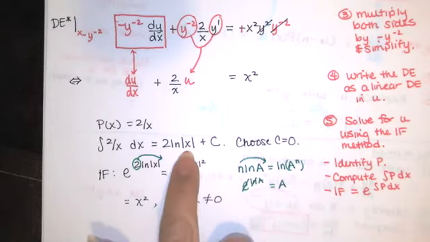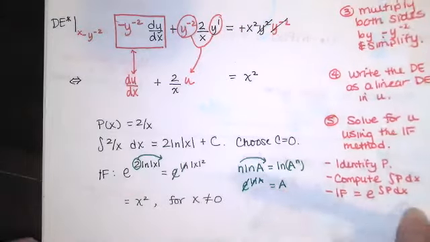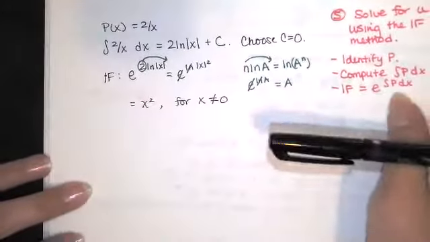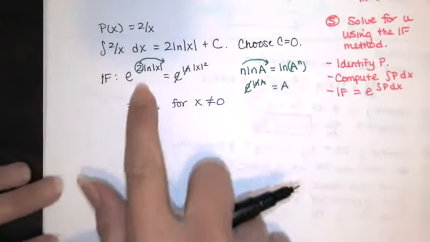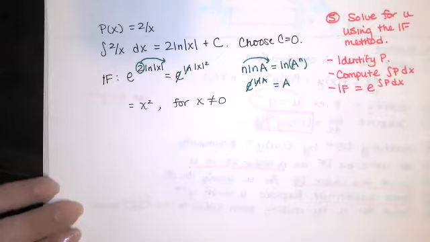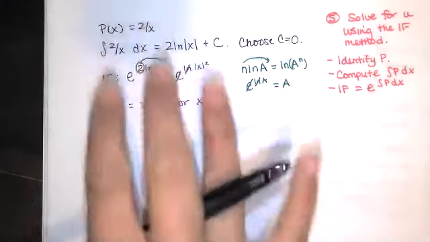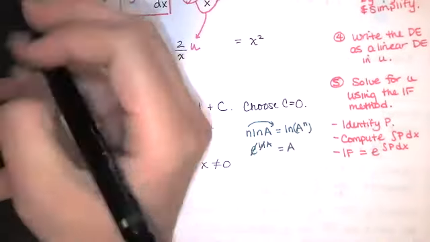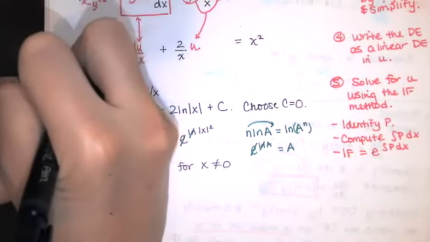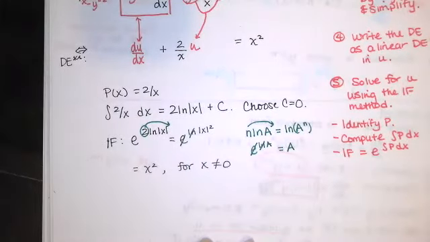Because if x was equal to 0, we couldn't take the logarithm of that. Okay, so we found our integrating factor. It simplified to x squared. Now, whenever we're solving a first order linear differential equation, and that's what we're doing here, I'm going to call this DE double star just to have a label on it. We take that and we multiply by the integrating factor.